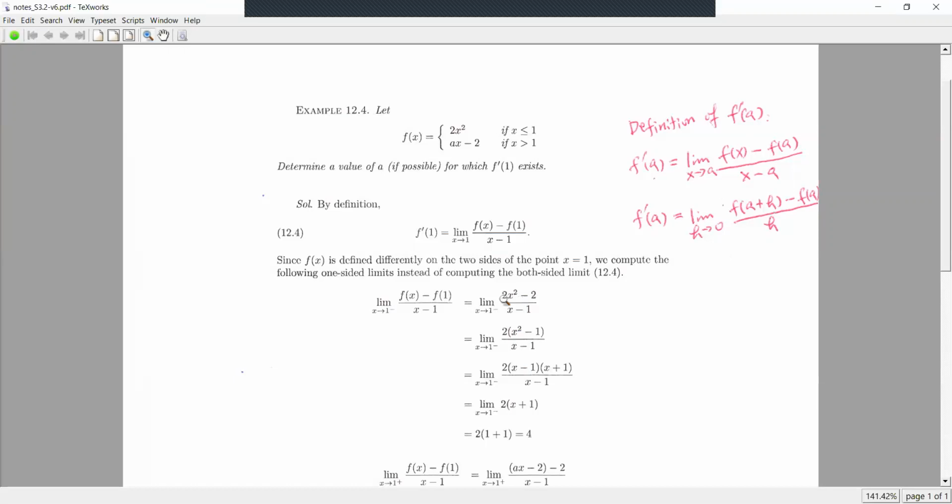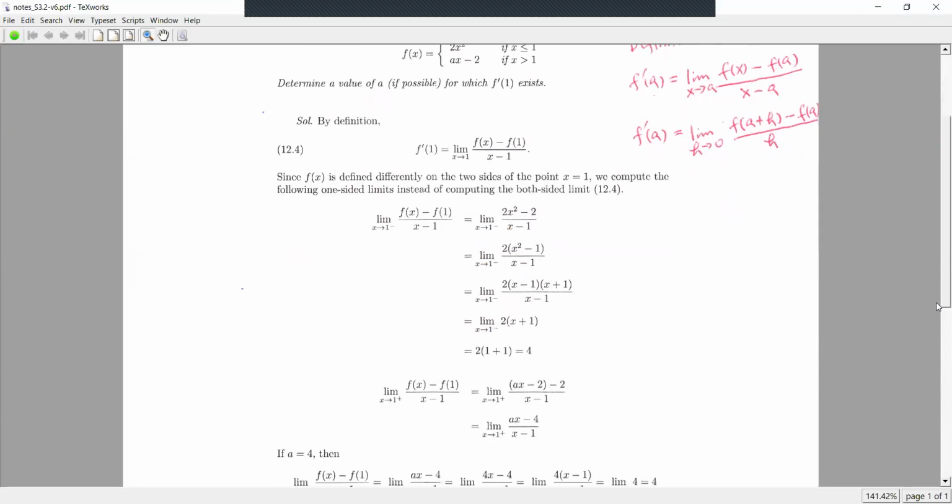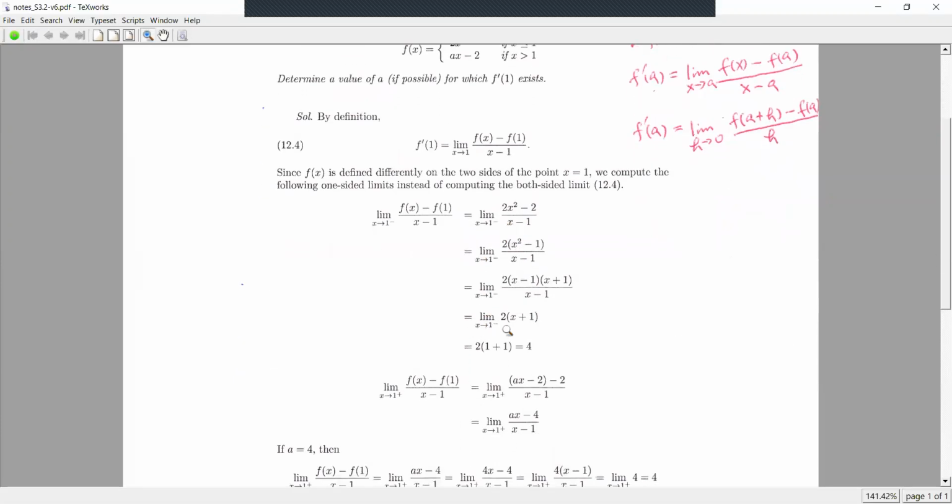Factor the number 2 out, then I have this equation. Then factor x squared minus 1, I have this equation. Cancel x minus 1, then I get this equation. Now to find this limit, plug in 1 in x, then the limit is 4.